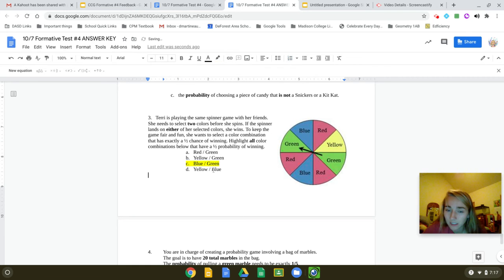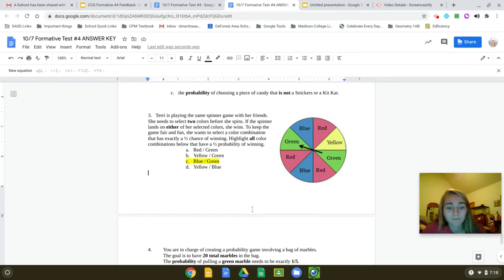So blue-green is correct. And then yellow-blue. So yellow is 1 and blue is 2. So that means we have a 3 out of 8 probability. So that's also not a half. So the only correct answer we actually have is C, which is blue-green.